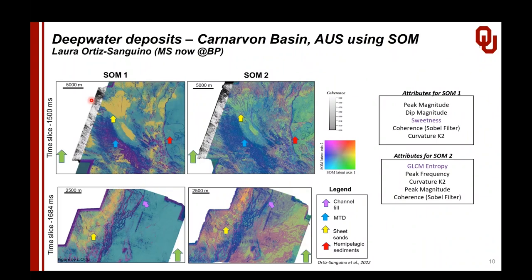This is another case that I wanted to show from one of my master's students a few years ago. Lara had looked at the Carnarvon Basin, Northwest Australia, doing a similar machine learning workflow with SOMs and some different attributes. Again, she could pick out different elements of the channel architecture, from the channel fill to mass transport deposits, highlighted with the blue arrows, and larger sheet sands pointed out by yellow. So I just wanted to show you all what can be done with seismic data.